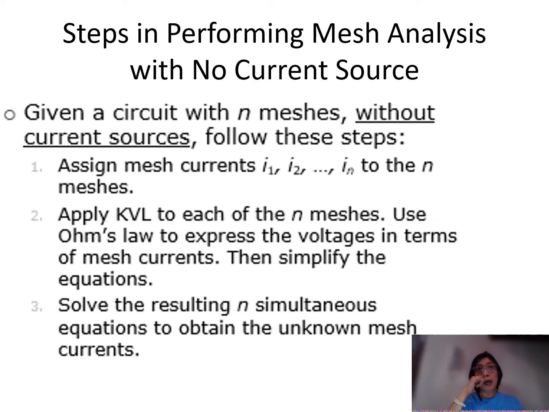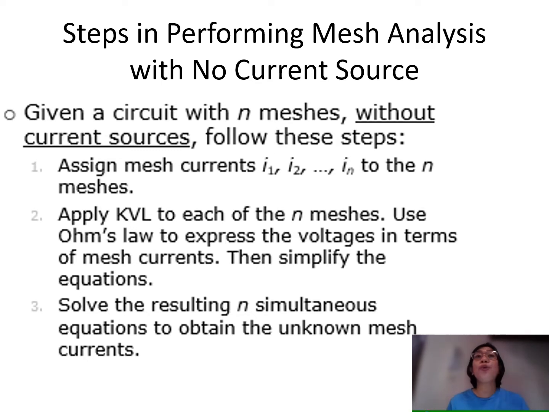Okay, so here are the following steps. First, assign mesh currents I1, I2, and so on, depending on how many meshes you have. That is also the number of mesh currents that we are trying to solve, so n meshes. And then we're going to apply KVL to each of the n meshes.